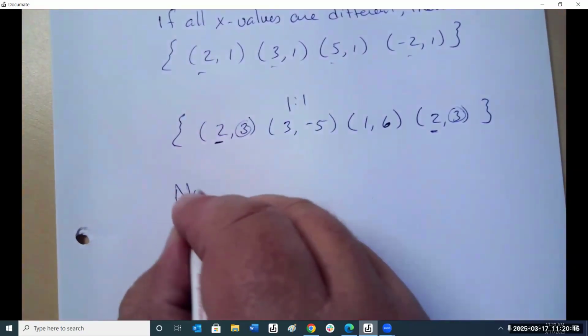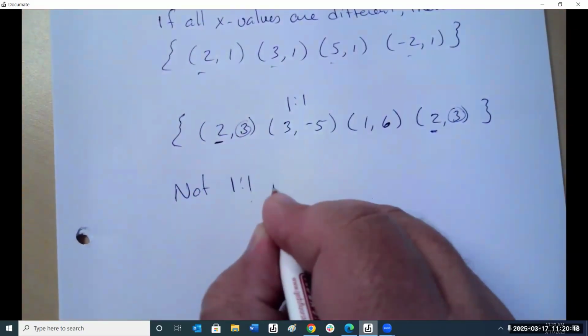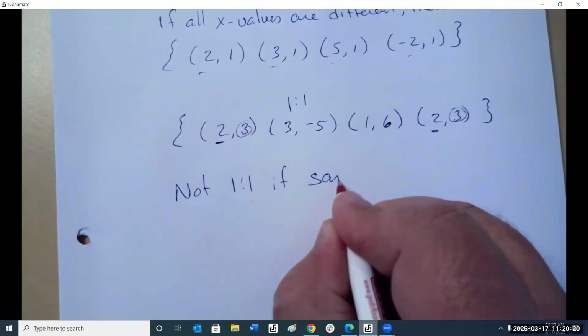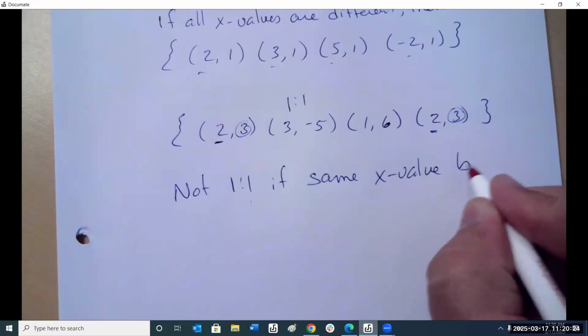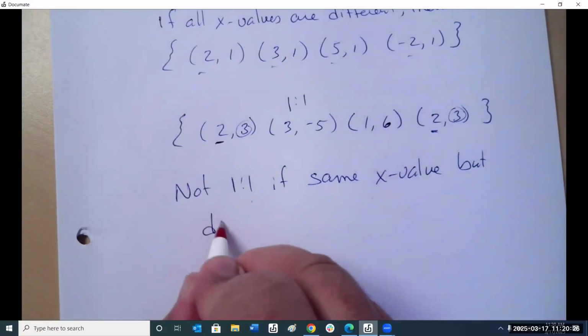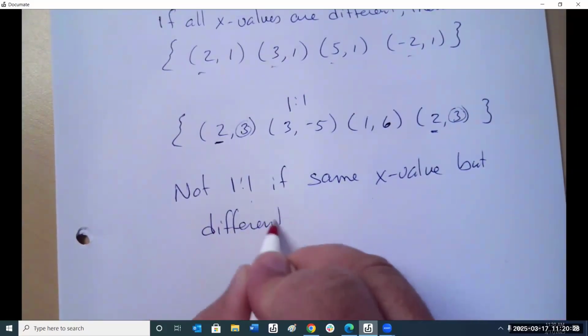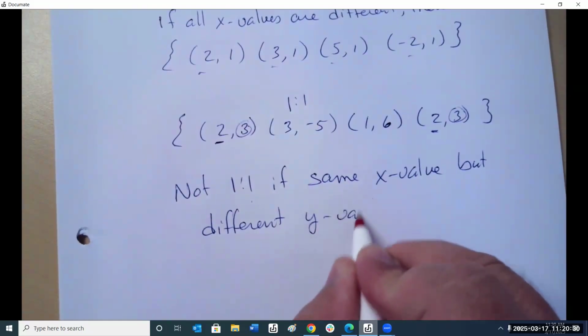So not 1-to-1 if same X value but different Y values.